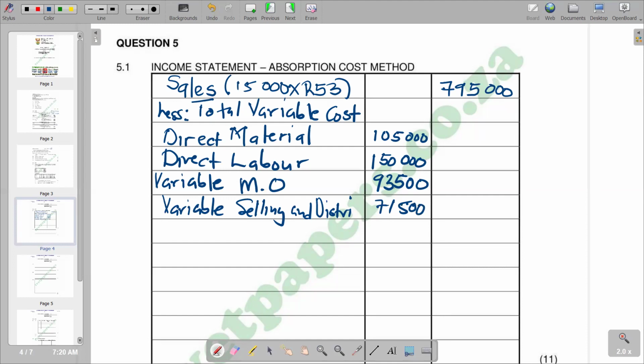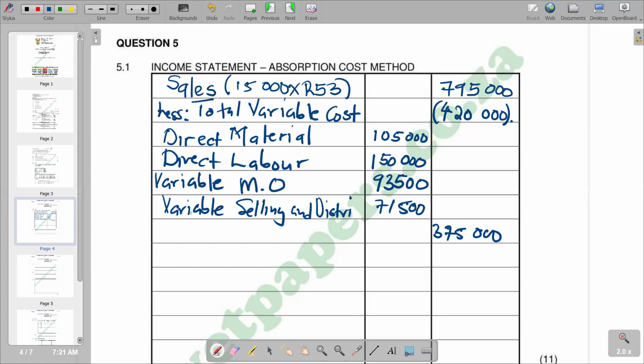Then we have exhausted all the variable. So you can now add 105,000 plus 150,000 plus 93,500 plus 71,500. Then we get our total variable cost, which is 420,000. So we are saying less here, which means we are subtracting. So we can show in brackets that we are subtracting. Then we now say 795,000 minus 420,000. Then we get our figure for marginal income, which is 375,000.